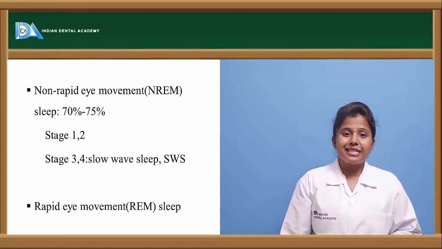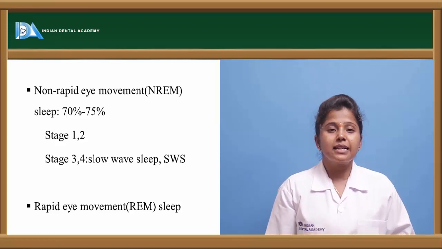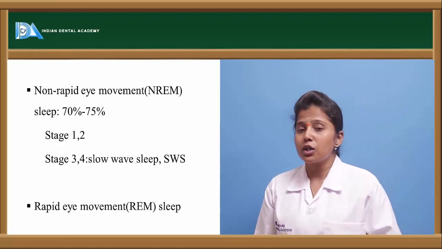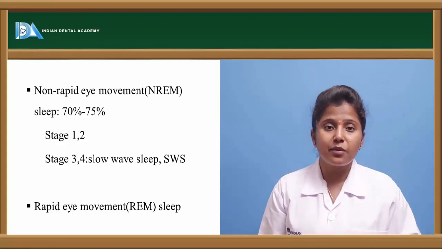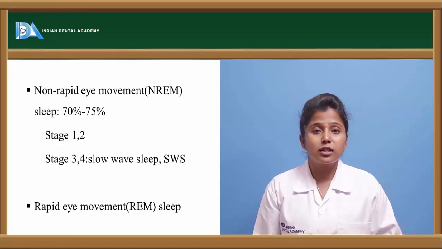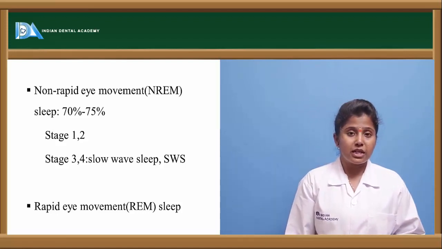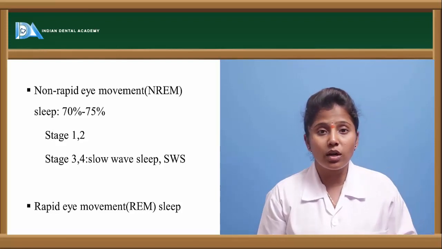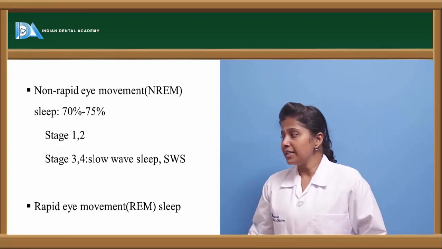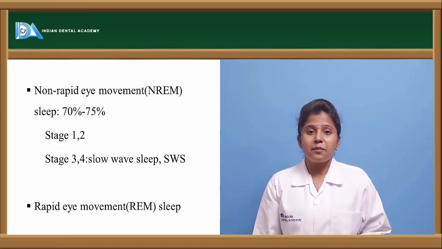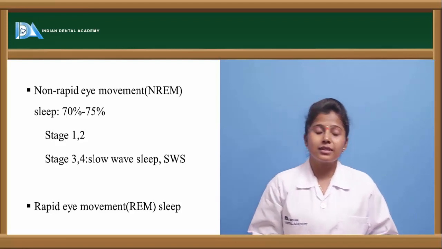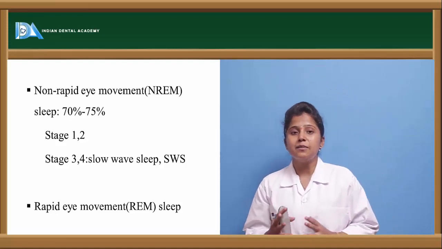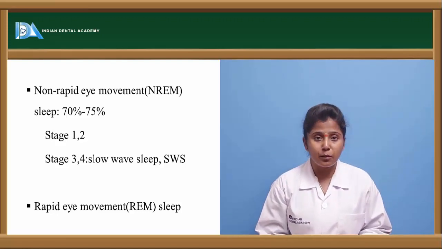In sleep, we have two types: rapid eye movement sleep and non-rapid eye movement sleep. Rapid eye movement sleep constitutes about 25 to 30% of the sleep, whereas non-rapid eye movement constitutes 70 to 75% of the sleep. In non-rapid eye movement sleep, there are 4 stages: stage 1, 2, 3 and 4. Stages 3 and 4 are a type of sleep with slow waves. Most of the sleep is categorized under non-rapid eye movement sleep.